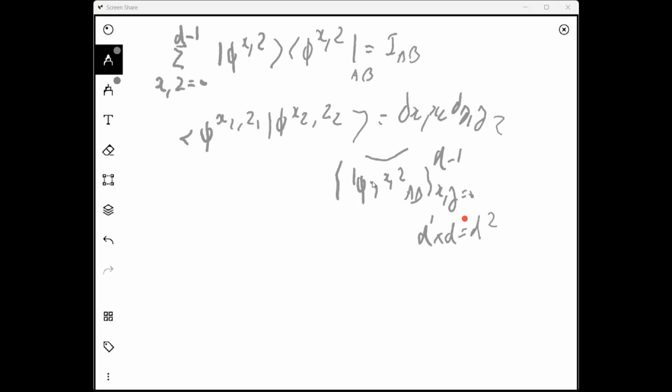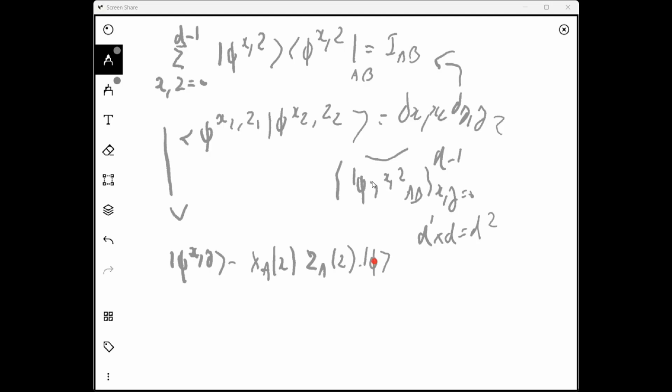So that implies a completeness relation, which is defined by this. But let's try to find this completeness relation by a calculation. So psi z by definition is this. It's x a x za z of psi.